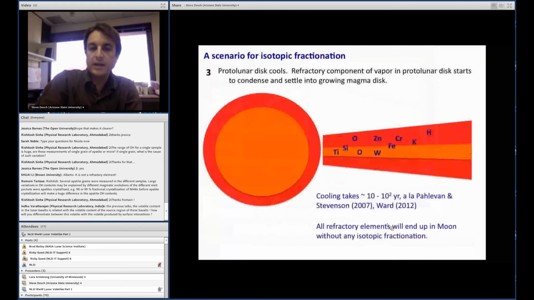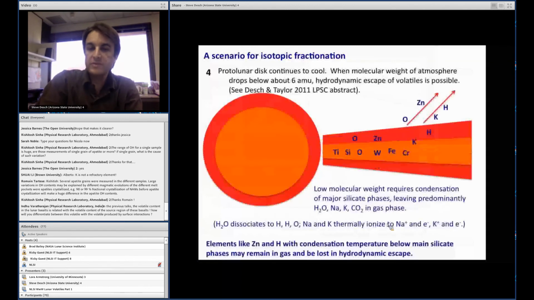And as cooling progresses and the liquid fraction increases and the droplets sink to this magma subdisk, you're left only with a gaseous atmosphere on the order of 10 to 100 years. Then you'll end up with a situation where all the refractory elements remain in the magma phase, but only the most volatile ones can persist in the atmosphere. And we showed in 2011 that when the molecular weight of the atmosphere reaches low enough values, basically when there's mostly water in the atmosphere, then you can have hydrodynamic escape, which is the only type of escape that can change the volatile composition on the short time scales that you need.